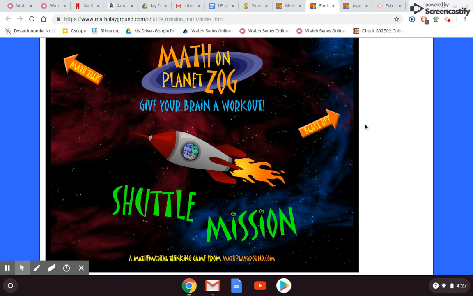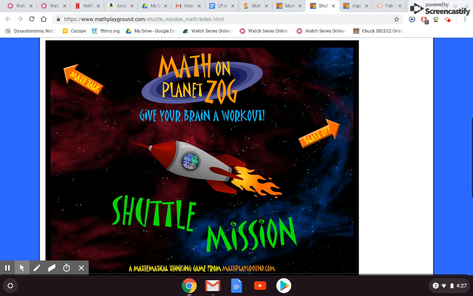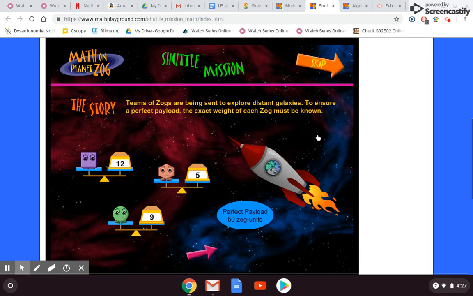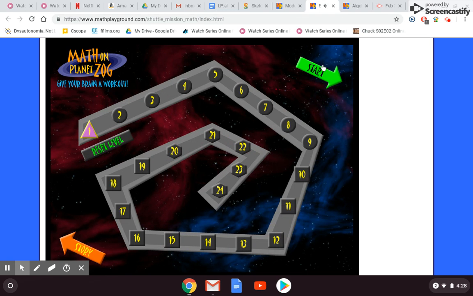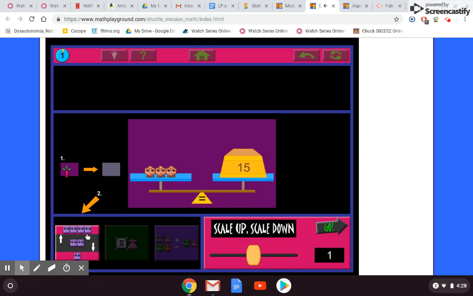After you do your 12 problems, you'll get an opportunity to play some Math Playground games. And there's some tricks to those, so let me show you. This one is Shuttle Mission Math, and you'll blast off, and it'll kind of tell you some directions, but let me just show you. You're going to need to click on this square and then click on the purple part. Don't know why, but that's the way it goes.